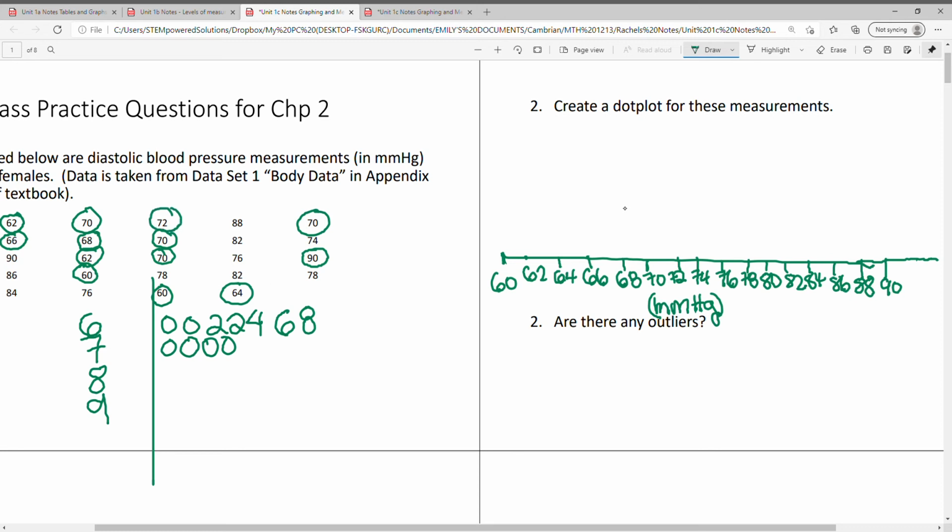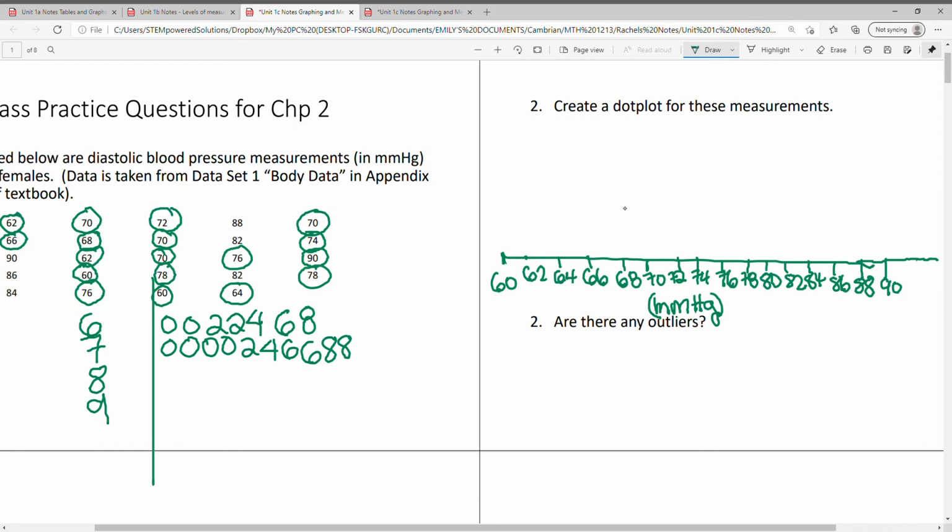72. 74. We have a 76 here as well. Another 76. 78. Another 78. So that's it for the 70s, and then moving on to the 80s.